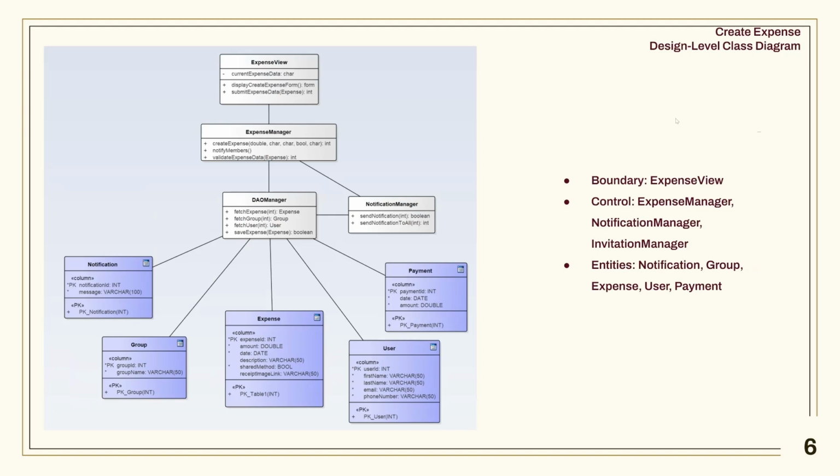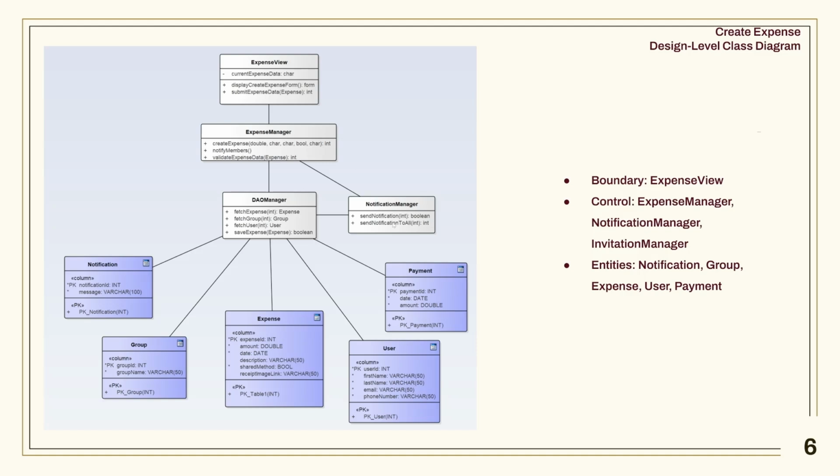Next design level class diagram is the create expense. So when the user is creating an expense, this will be the workflow of that, and this is the class diagram. It has the current expense data, and also displays the create expense form, and then submits expense data. So this is first triggered, and then when the user enters all the information and submits it, this gets triggered, and they send all the expense as a parameter. The expense manager receives those data and then creates an expense.